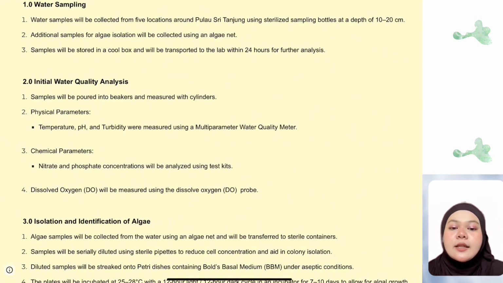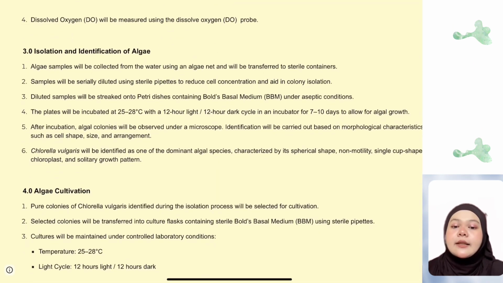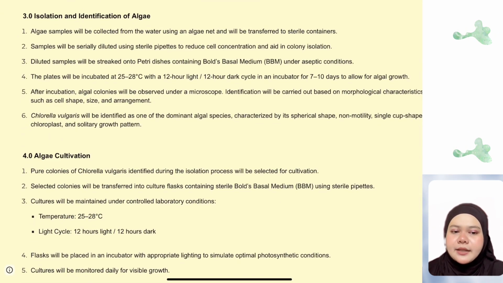Next is isolation and identification of algae. Algae samples will be collected from the water using an algae net and transferred to sterile containers. Samples will be serially diluted using sterile pipettes to reduce cell concentration and aid in colony isolation. Then, diluted samples will be streaked onto Petri dishes containing Bold's Basal Medium (BBM) under aseptic conditions. Then, the plates will be incubated at 25 to 28 degrees Celsius with a 12-hour light, 12-hour dark cycle in an incubator for 7 to 10 days to allow for algal growth.